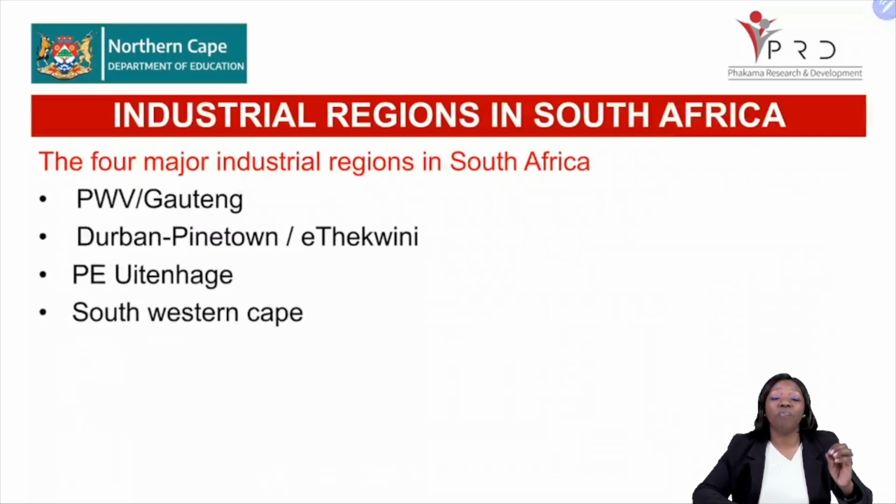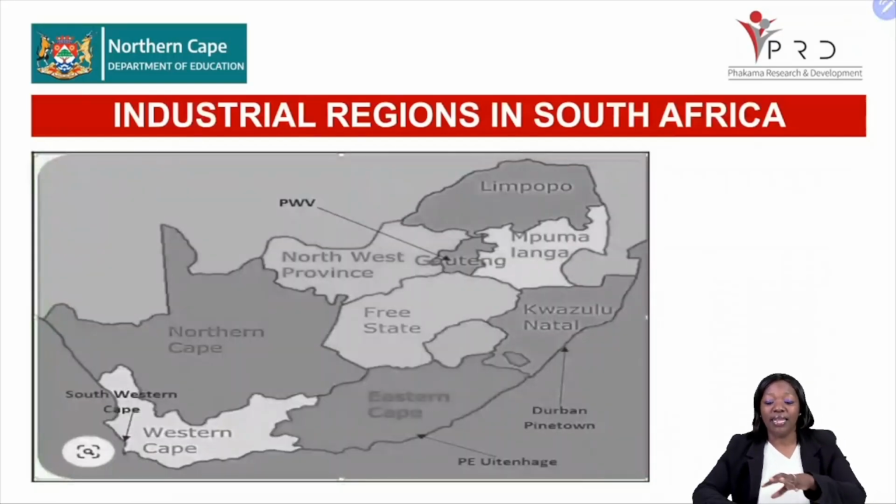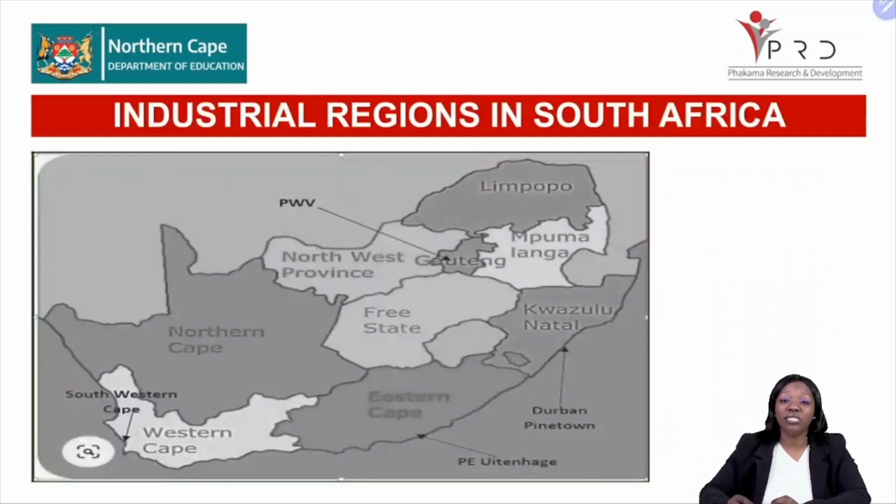So remember I said your PWV, you're supposed to know what it stands for. Then we're going to start with their location. We said PWV, which is the first one, is located in Gauteng, as you can see there in the map of South Africa. Then the second leading one is located in KwaZulu-Natal. We call it Durban Pinetown. Then your number 3, we have our Port Elizabeth ATMH, the PE. Where is it located? In the Eastern Cape. Then we have the 4th one, which is our Southwestern Cape. Where is it located? In the Western Cape.